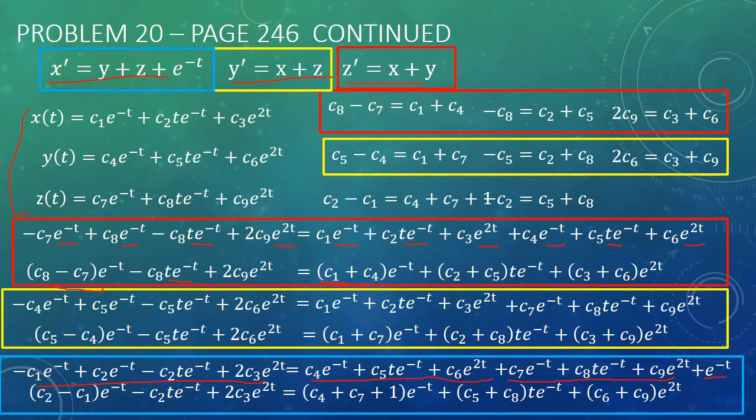Here's the constants, and sorry for the overlapping, here's the constants for the t times e to the minus t coefficients. And then here's the constants for the e to the 2t's. Now I have 9 equations and 9 unknowns. And so we have to solve to figure out how these constants are related.